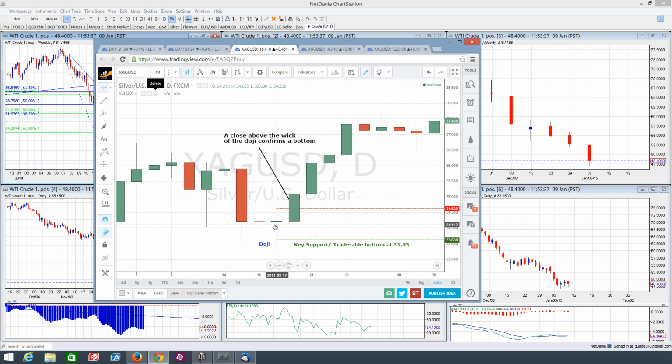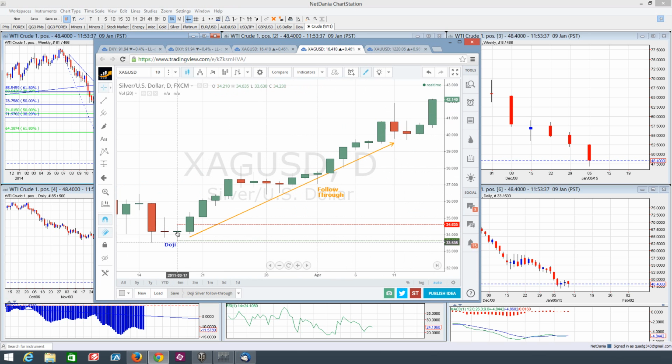But this particular doji did see a confirmation candle to the upside, closing above the highest point of that doji. The intraday high was at 34.63. So with the close above that, we started to see some momentum erupt to the upside, setting a key support tradable bottom here at 33.63. If we zoom out in the next slide, you can see that bottom was set by that doji, and we got some significant follow through to the upside from that point.